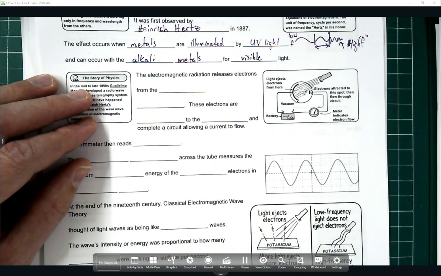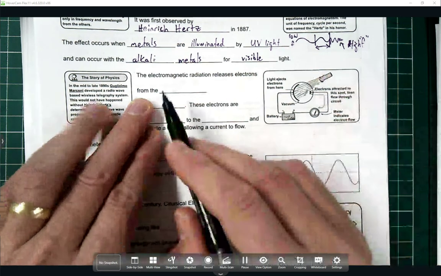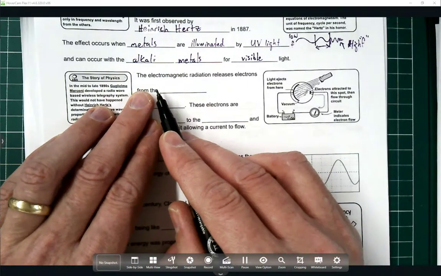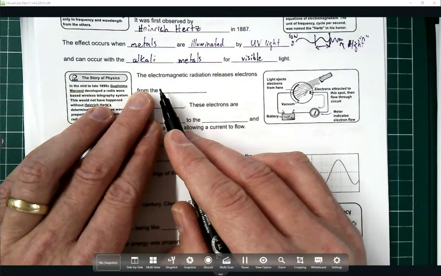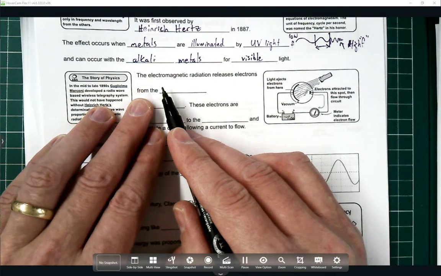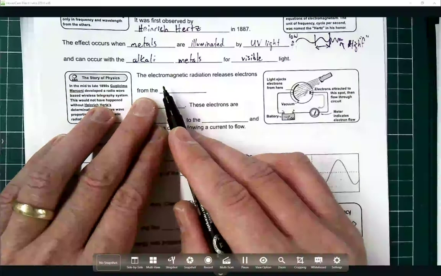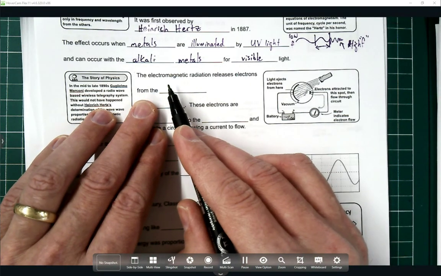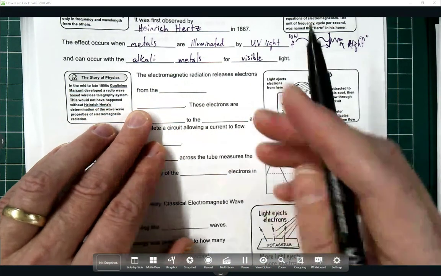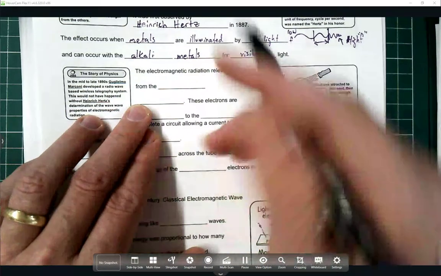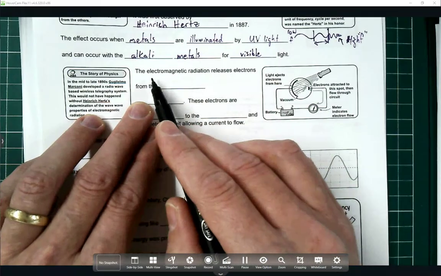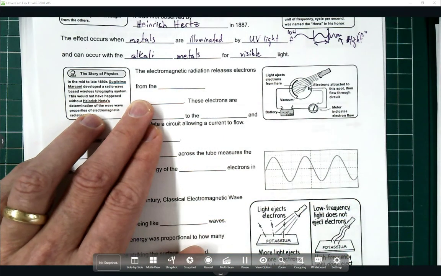Left, yeah, far left. And people that are into electronegativity, do they have a strong hold on their electrons or a weak hold on their electrons? It's weakish, but not like the weakest. But they seem to be able to let go of their electrons not so badly. Anyway, the electromagnetic radiation releases electrons from the surface of the metal.